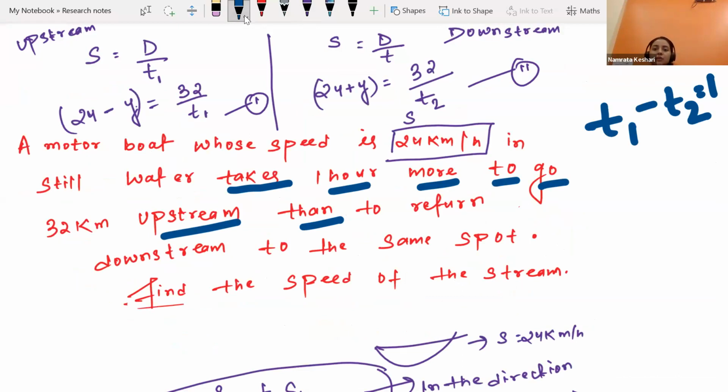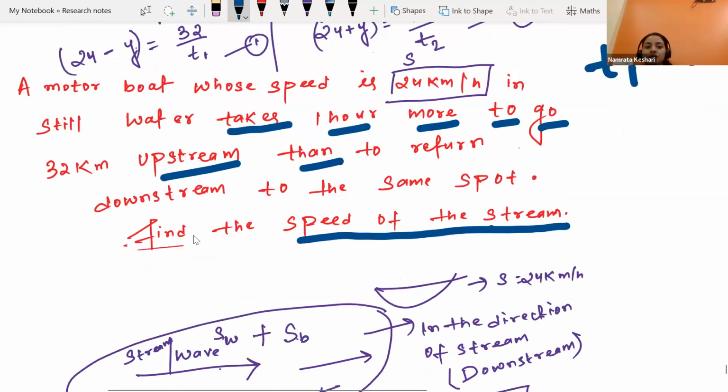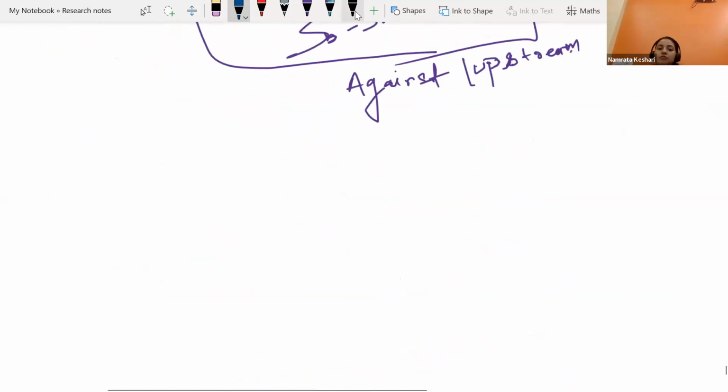Yes or no? So we are taking 24 minus y, because 24 kilometer per hour is the speed of the boat, and the speed of stream we are assuming as y. And upstream means it is going against the direction of the stream. Upstream means the boat's speed is 24 kilometer per hour.